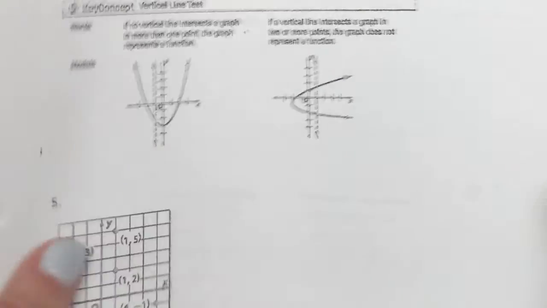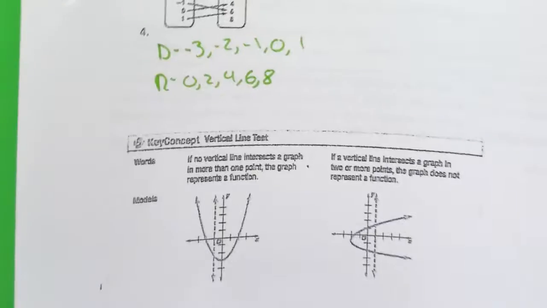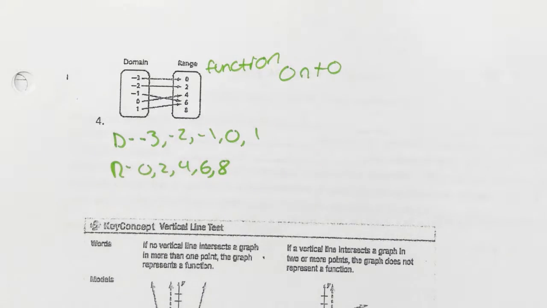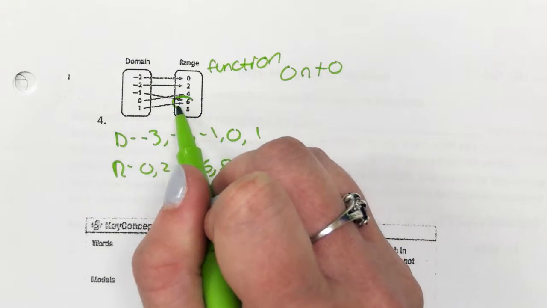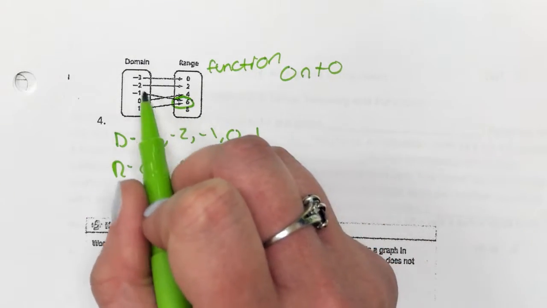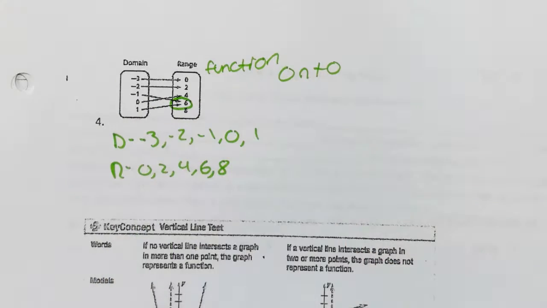All right, let's look at the last one, number 4. Ethan, put that one up for us. Ethan, can you explain to us how that is an onto function? -1 and 1 are both going to 6. Perfect. Look at the 6 right here. So it's got the -1 and the +1 going to it. Y'all okay? All right, here we go.